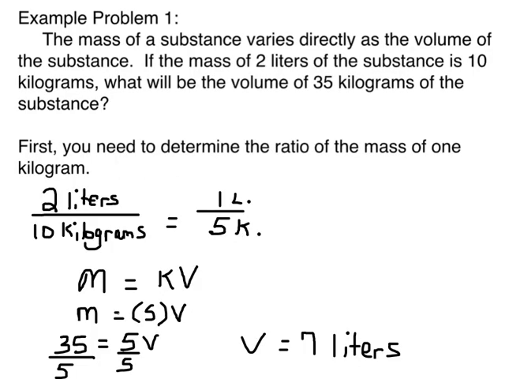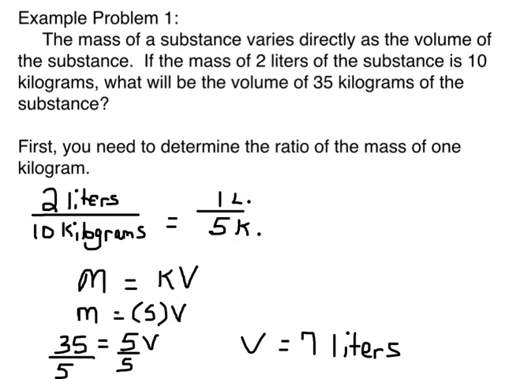So example problem 1 says the mass of a substance varies directly as the volume of the substance. If the mass of 2 liters of the substance is 10 kilograms, what will be the volume of 35 kilograms of the substance? So first, if it's 10 kilograms to 2 liters, we need to find out what it is to 1 liter. So doing that, just like a proportion, 2 over 10 reduces to 1 over 5. So it would be 5 kilograms for just 1 liter. Now knowing what that is, 5 is the constant, okay? So it's the thing that's not going to change.